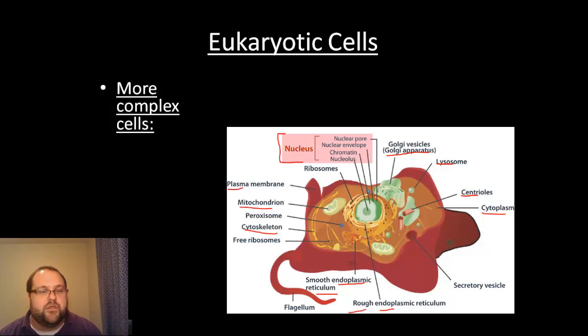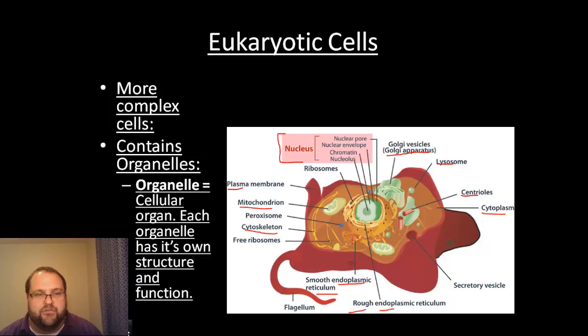So in this, eukaryotic cells are going to have organelles. And an organelle is a small cellular organ. So down here, a definition: an organelle is a cellular organ. And each organelle has its own job or function. For instance, the mitochondria makes energy. So this is what's going to turn glucose into energy, or at least turn the products of glucose into energy.